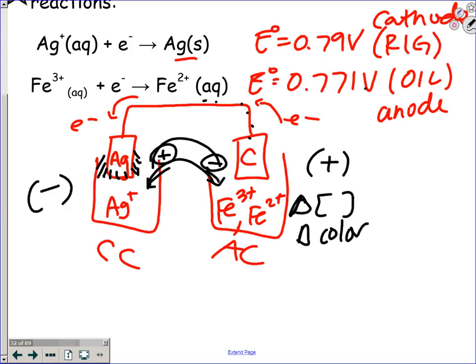So our battery continues. So speaking of our battery, how good is our battery? Not very, okay. So E cell is equal to E what?